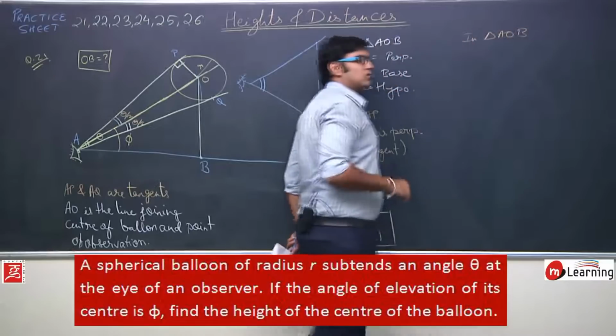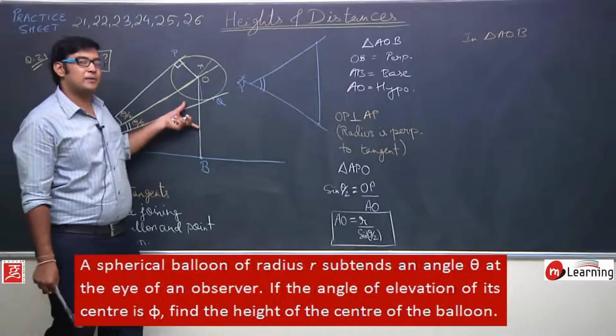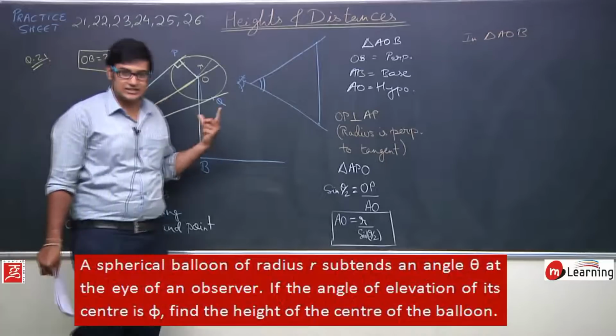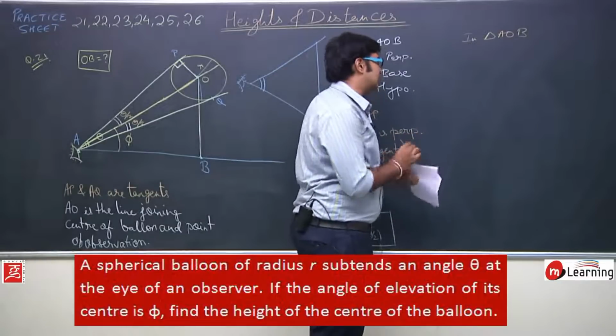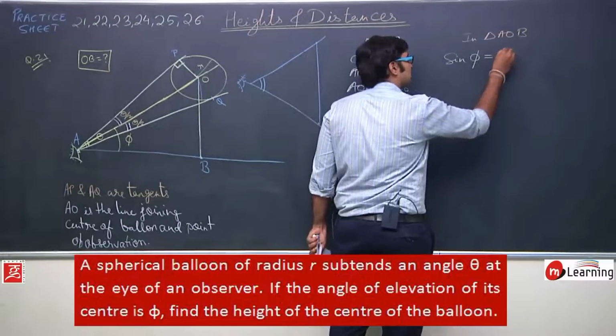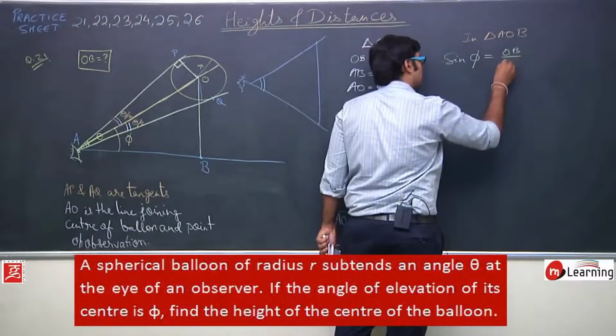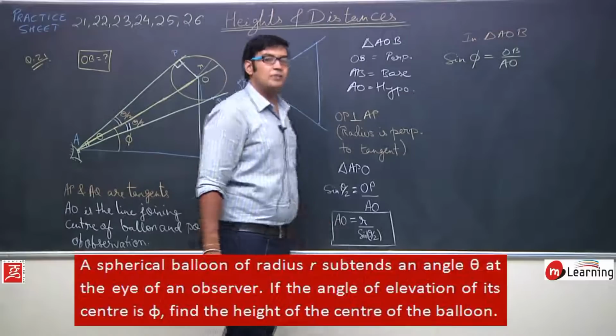if I apply this concept, what I can see is, with respect to this phi, this OB is the perpendicular and this AO is the hypotenuse. So again I need to apply sine, and I can say sine phi will be equal to OB upon AO, which is the hypotenuse. AO is the hypotenuse, OB is the perpendicular.